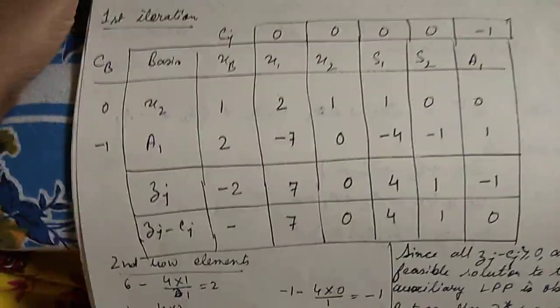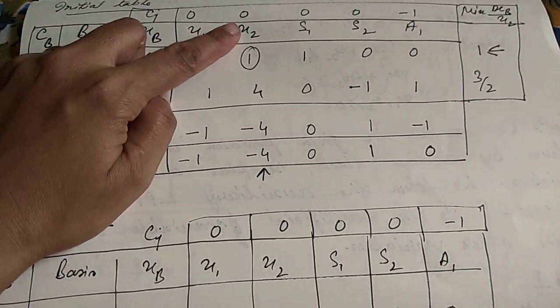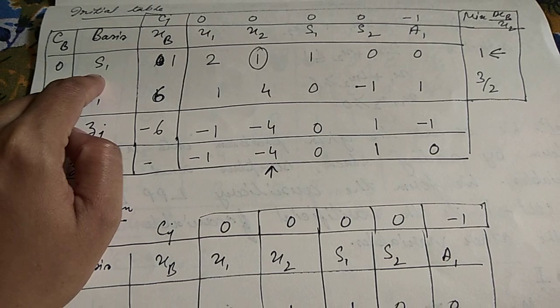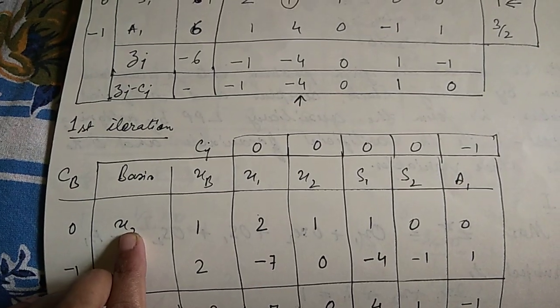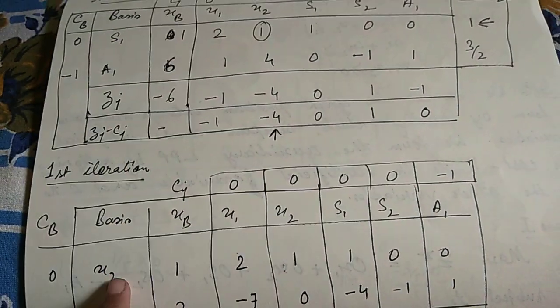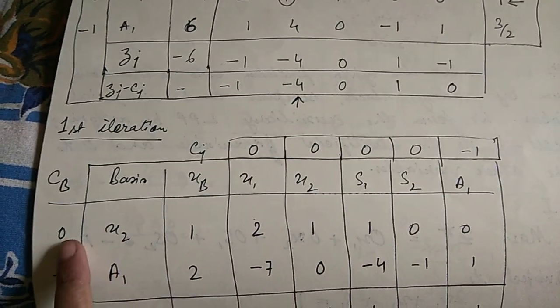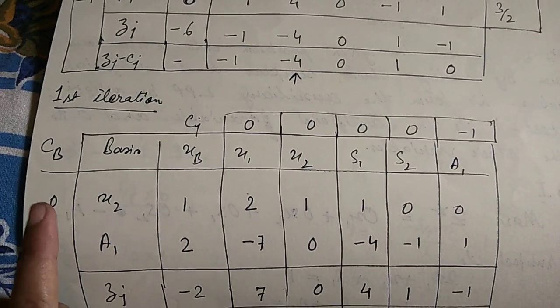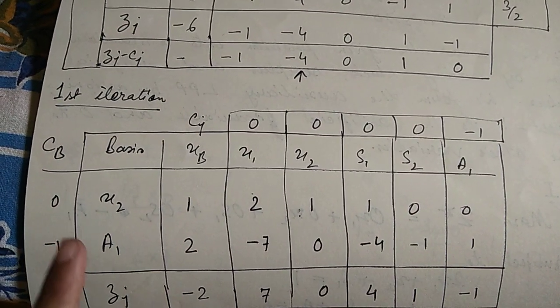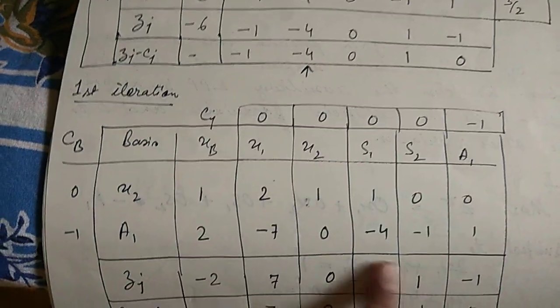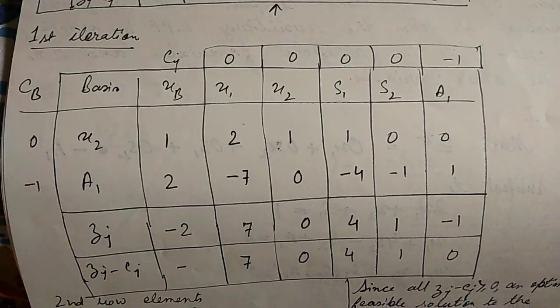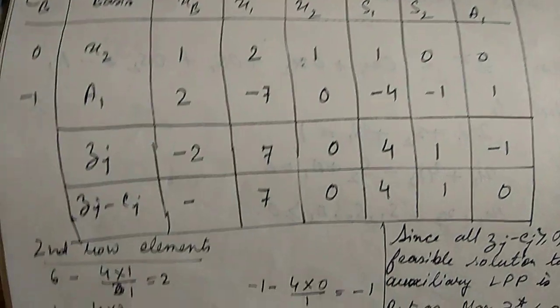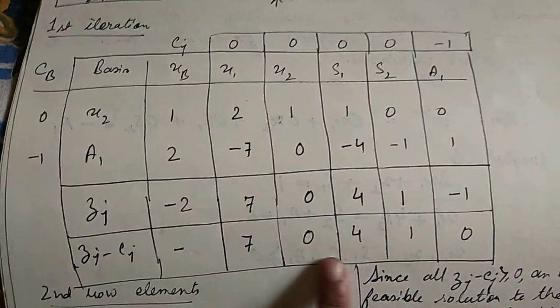In the first iteration, when we perform all the tasks, we saw that x2 will enter by replacing s1. So x2 is entering by replacing s1, and x2's coefficient is also 0, so we write 0. Then, in the same form as the simplex and big M method, we will solve and see that in this first iteration itself, all the zj minus cj will be positive.